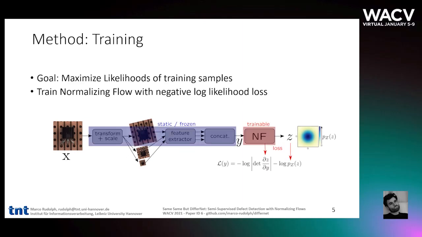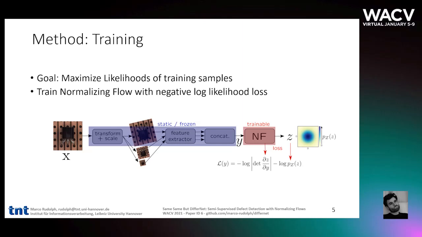The feature extraction itself is not further optimized during training. The goal in training is to find parameters of the normalizing flow such that the likelihoods of training samples are maximized. This can be achieved by applying the negative log likelihood loss, which uses the change of variable formula. For more details about this and the normalizing flow architecture, which is close to real NVP, we refer to the paper.